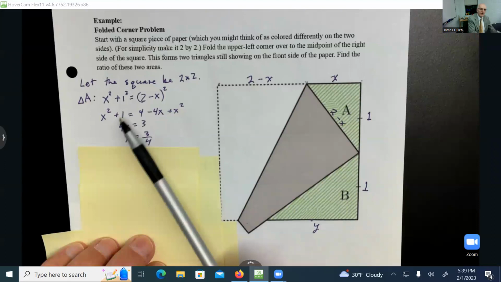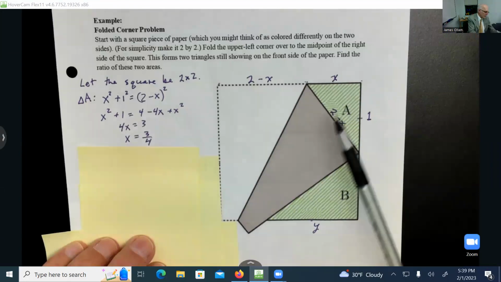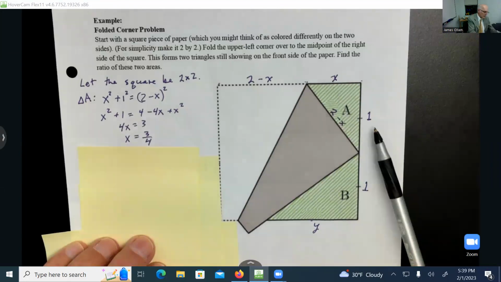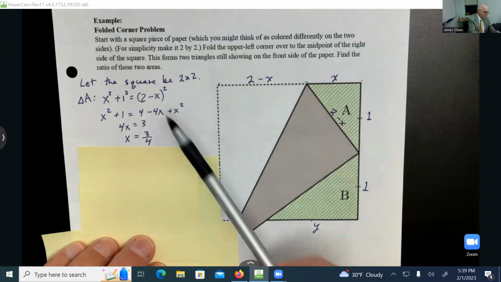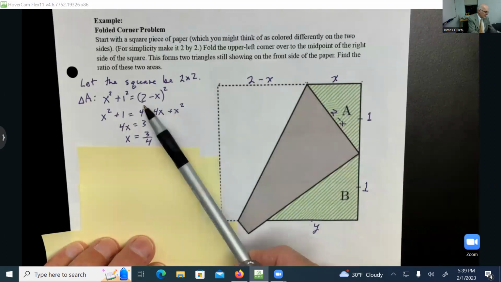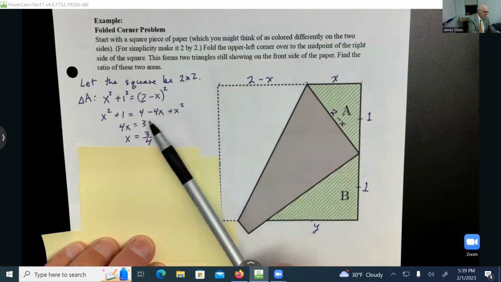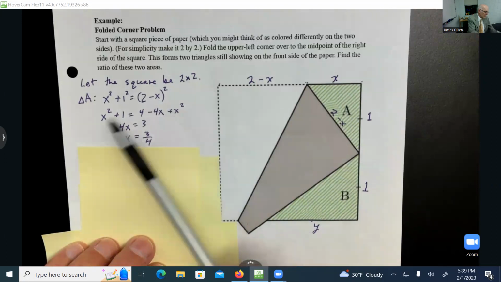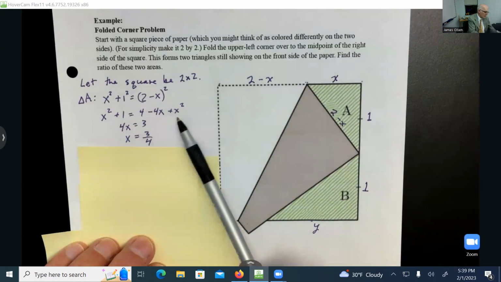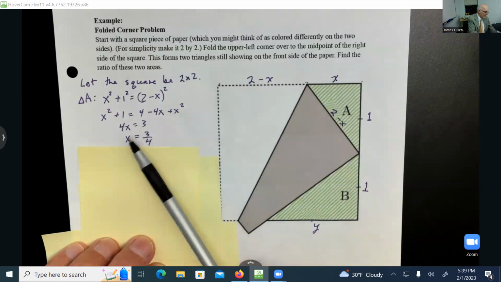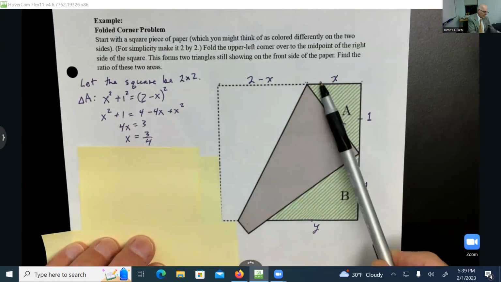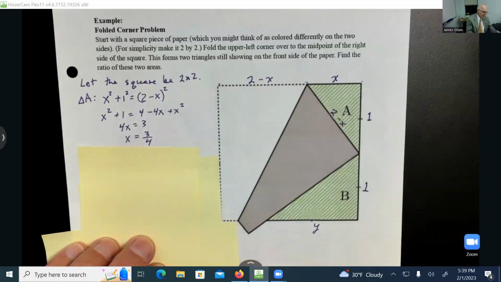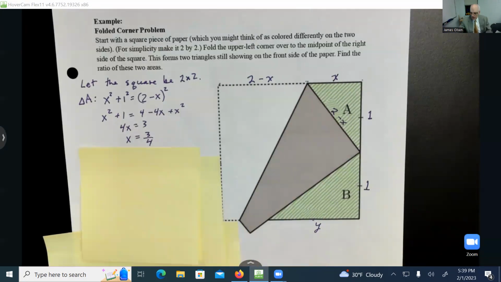Here is the Pythagorean theorem for triangle A. Leg squared plus leg squared equals hypotenuse squared. Here I've taken 2 minus x times 2 minus x. This is kind of nice because the x squared is on both sides of the equation, and if I subtract x squared, those go away. I get 4x equals 3 and x equals 3/4. That's nice that it came out that nicely. Now think about what you might want to do next.